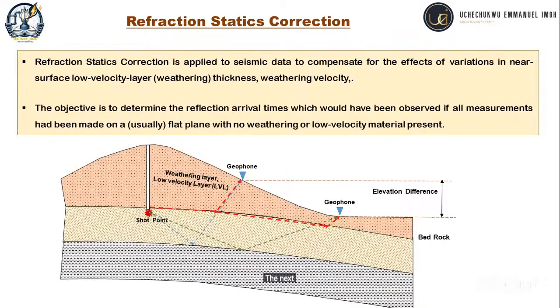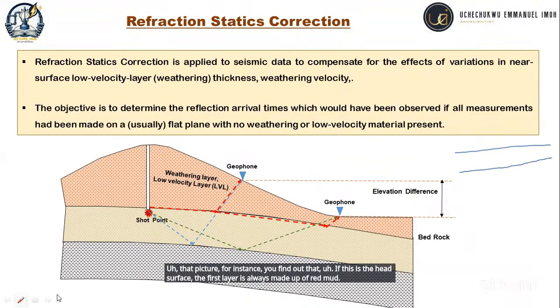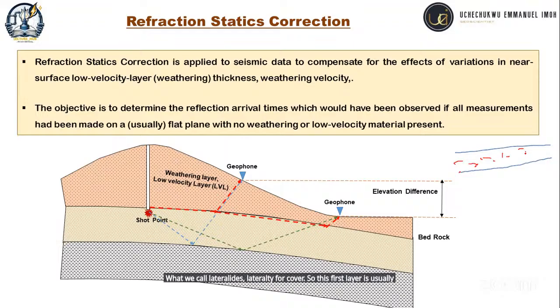The next statics correction we will talk about is what we call the refraction statics correction. Okay, what does this do? In your acquisition, in land seismic acquisition, you have your weather layer. Okay, if you've been to the field, I forgot to add that slide. If you've been to the field, that picture, for instance, you find out that if this is the earth surface, the first layer is always made up of red mud, what we call lateritic cover. So this first layer is usually red mud or laterite.